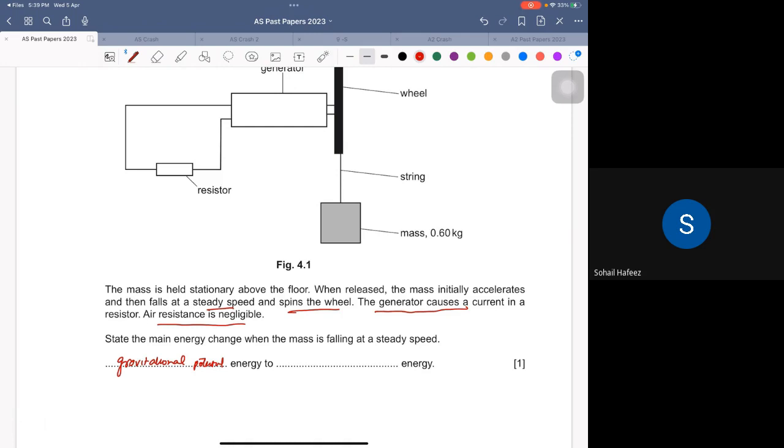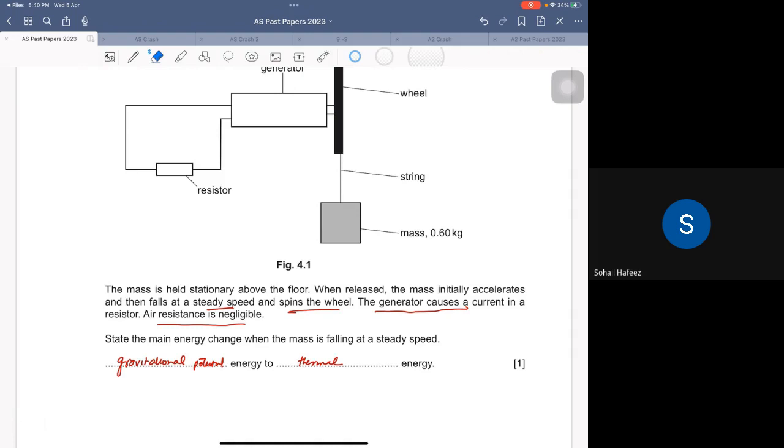Gravitational potential energy to... obviously it's causing current. And remember, whenever a generator causes current, it would always go to thermal energy. So you can write thermal or heat if you want.